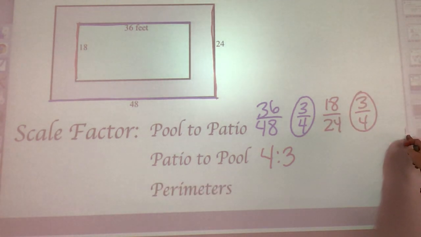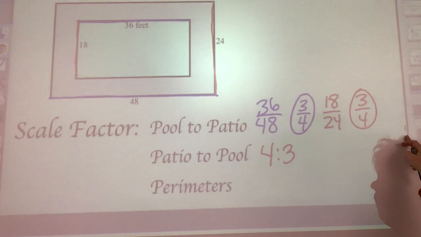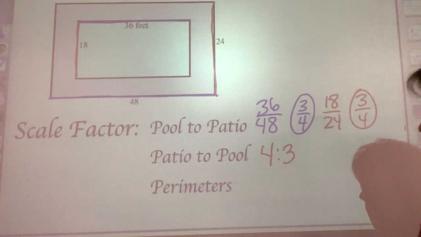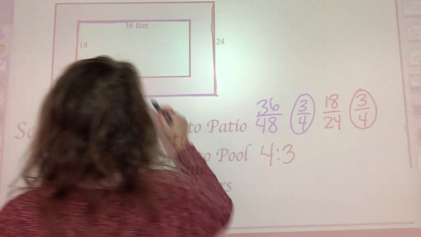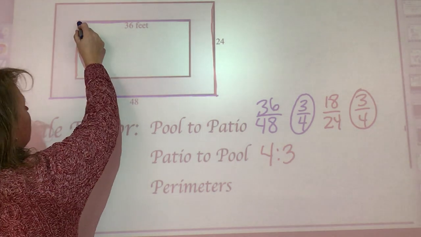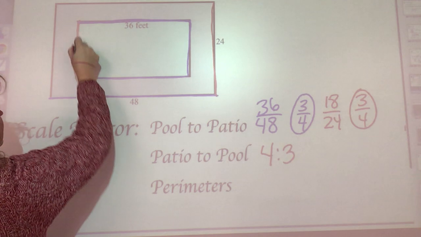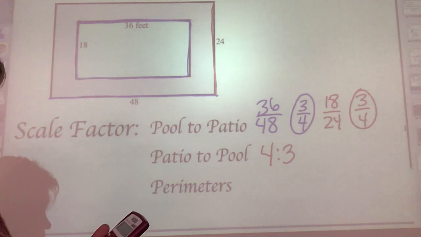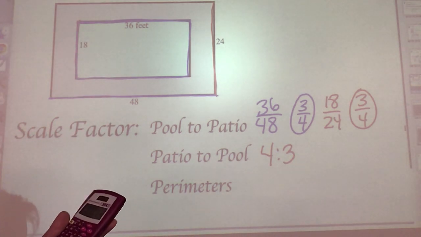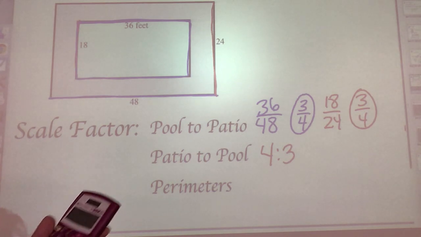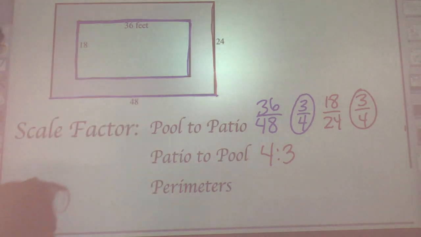The scale factor of the perimeters, watch this. We're gonna go long cut and then shortcut. If you're looking for the perimeter, you would add up all of the pool, 36 plus 18 plus 36 plus 18, or 36 times 2 plus 18 times 2, and you find out that it's 108.